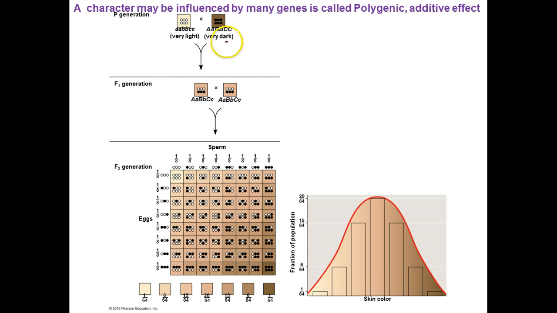So what if you take 2 hybrid parents, what are the different phenotypes? As you can see, you have a bell curve. So things that are polygenic are like height, weight, skin color, eye color. These are some examples of polygenic traits in humans.